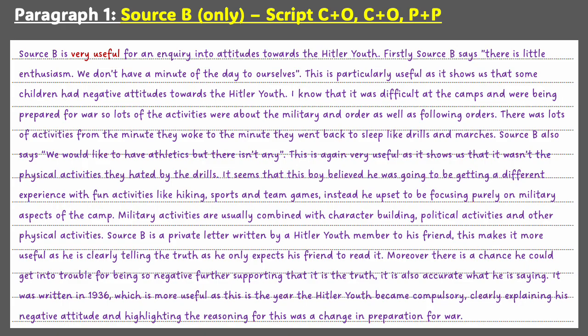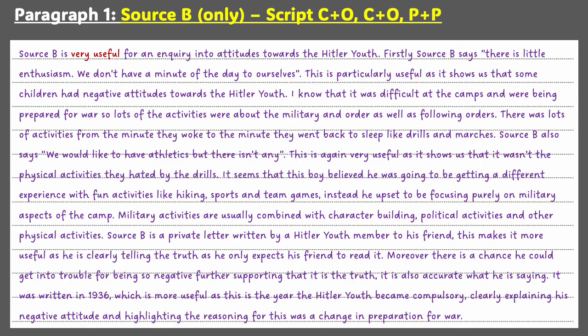It's also accurate what he is saying. So we're saying that we know what he's saying is true. He's not lying about it, even though he might lie to not get in trouble. He clearly isn't, because we know that this is typical. It was written in 1936, which is more useful as this is the year the Hitler Youth became compulsory, clearly explaining his negative attitude and highlighting the reasoning for this was a change in preparation for war.